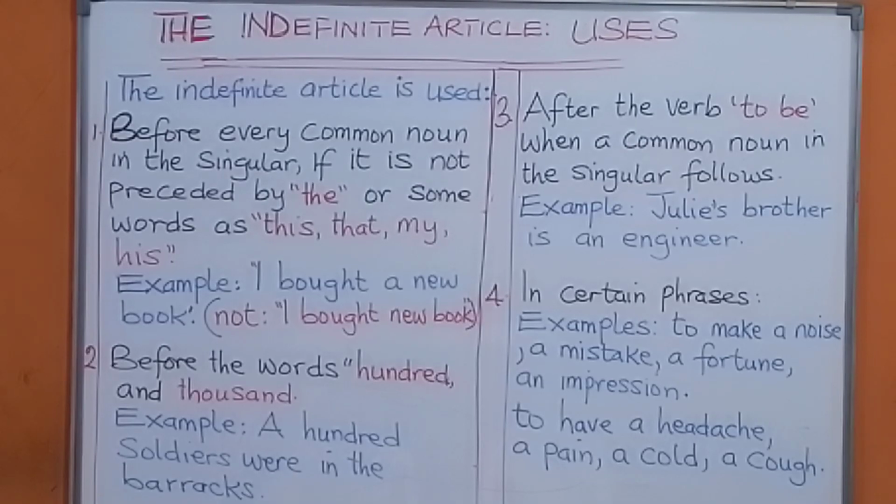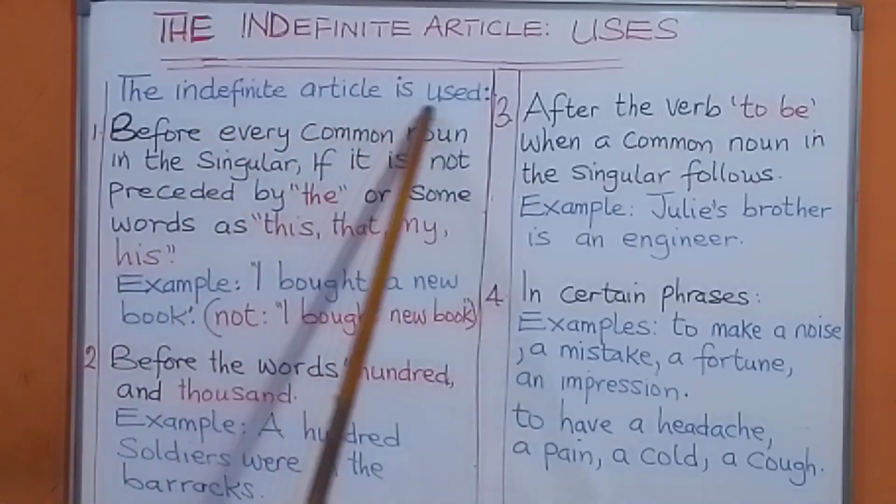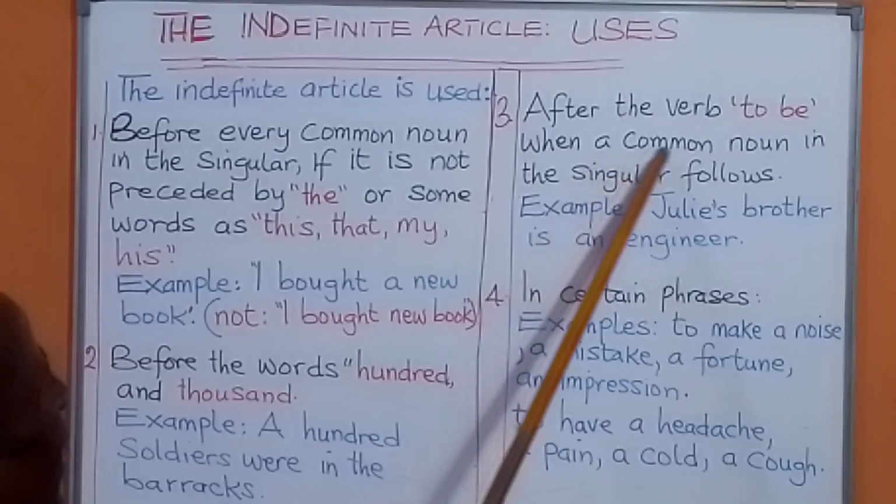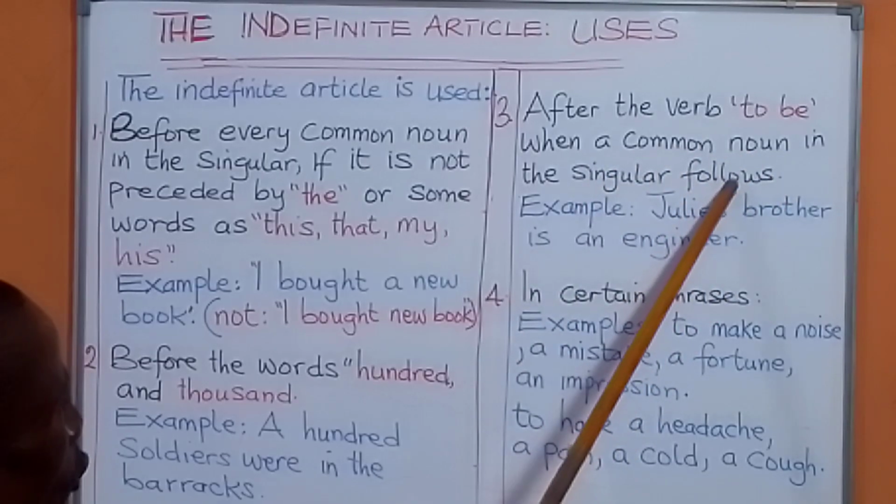My father is a doctor. His sister is a lawyer. You are following it with the common noun, lawyer. If it's singular, then you have to follow that. That's why we say the indefinite article is used after the verb to be when a common noun in the singular follows.